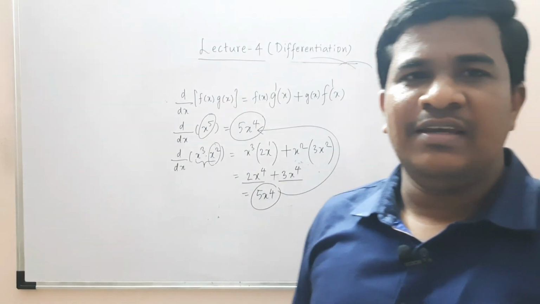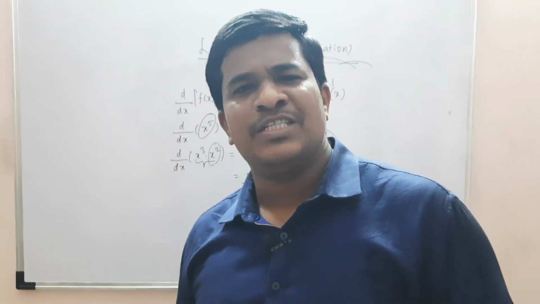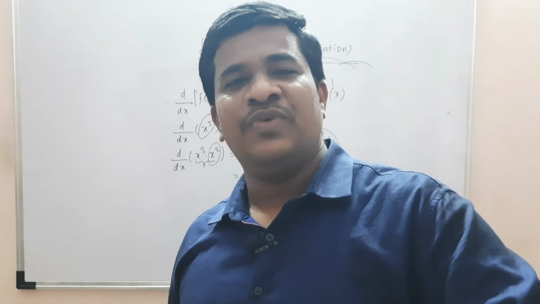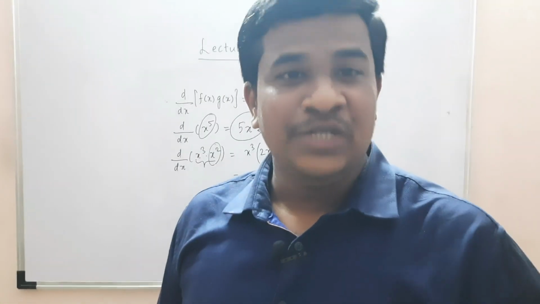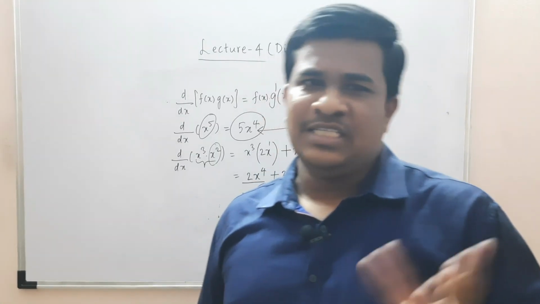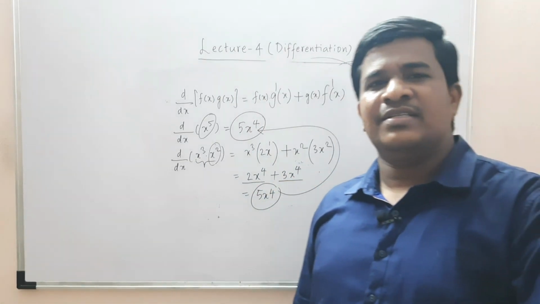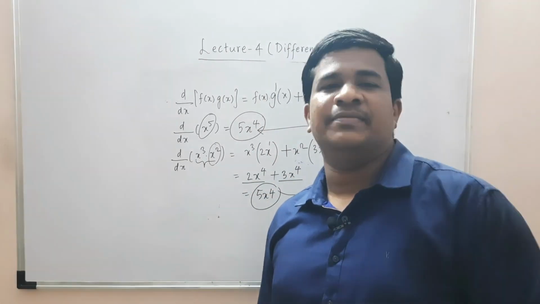So directly we are able to write d by dx of x power 5 as 5x power 4. Why write again d by dx of x cube into x square? Why did you express the function as the product of two functions when we get the same answer?